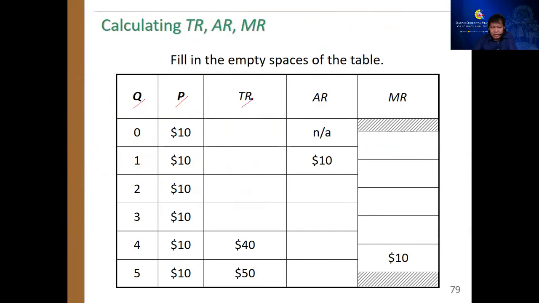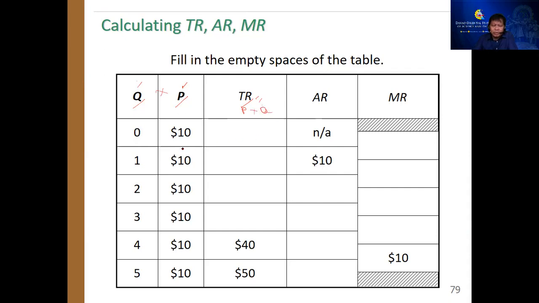Total revenue is the total sales. This is equal to the price times quantity, no? The total revenue is the price of each commodity times how many units were sold. So this is the formula.